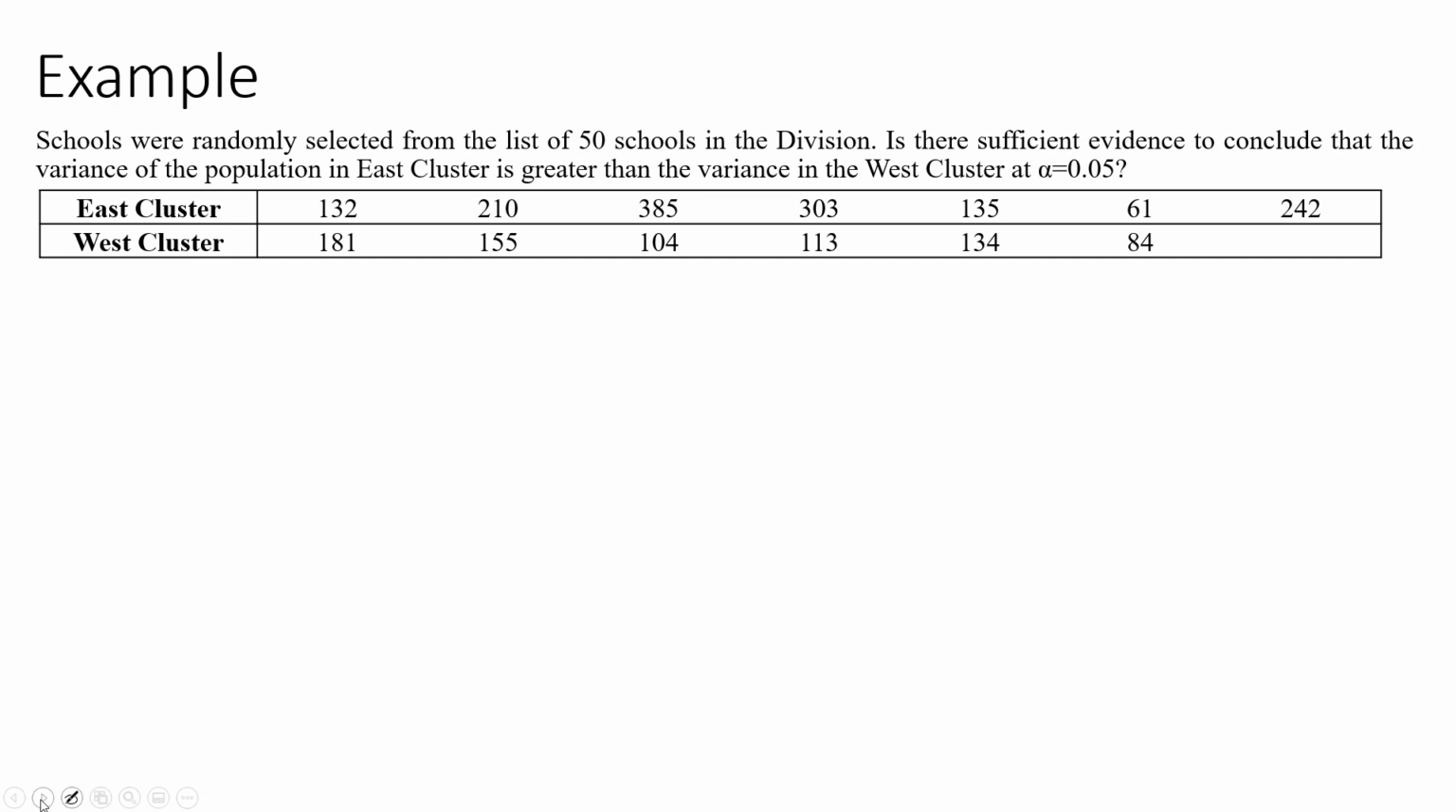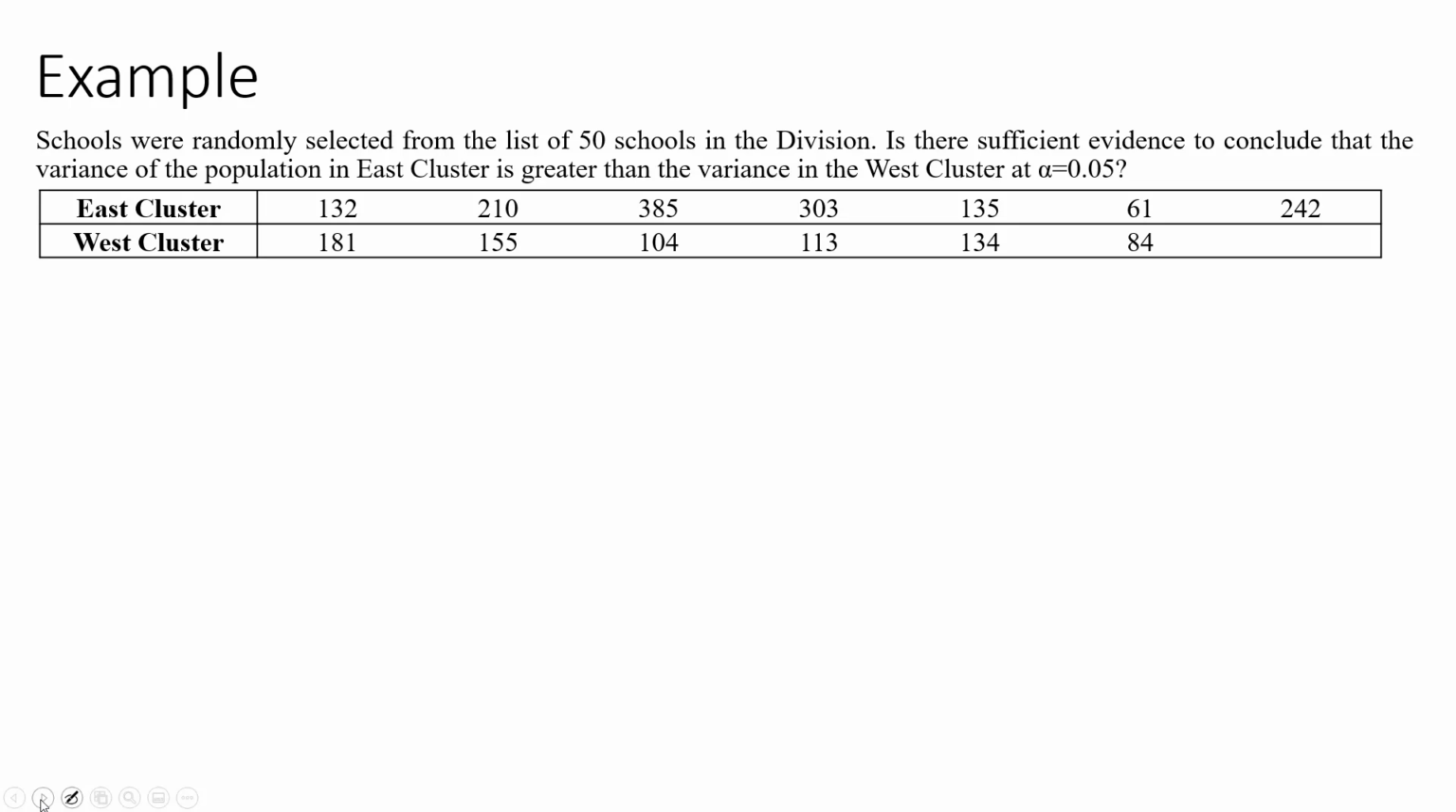Is there sufficient evidence to conclude that the variance of the population in East cluster is greater than the variance of the West cluster at alpha equals 0.05? So our level of significance here is 0.05. Okay, let's try to solve manually.